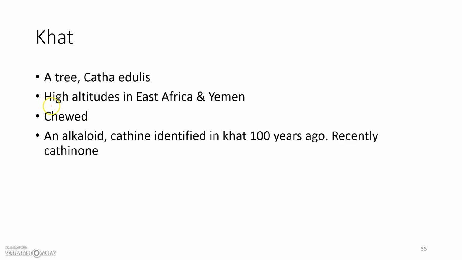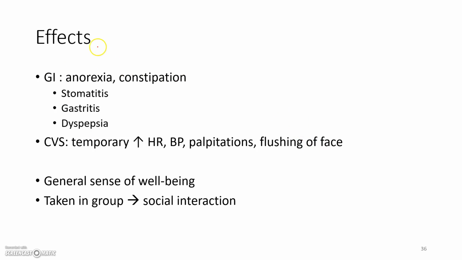So this is something that is chewed, and cathine, which is an alkaloid, was identified in khat 100 years ago, and we also recently discovered cathinone in khat. Some of the effects of this drug khat are on the gastrointestinal system. It causes anorexia, constipation, stomatitis. You also develop gastritis, and you might develop dyspepsia or indigestion.